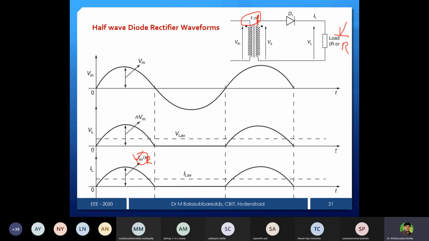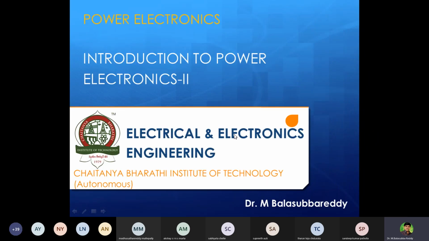During the positive half cycle, the diode will be forward biased, and you will get the output voltage same as the input voltage. During the negative half cycle, the output voltage will be 0 because the diode is open. Similarly on the current side, during the positive half cycle, voltage and current are in phase because of the resistive load. If it is an inductive load, the current waveform will be modified, but the voltage waveform is the same. So this will be the same as this, but the magnitude is a little less.